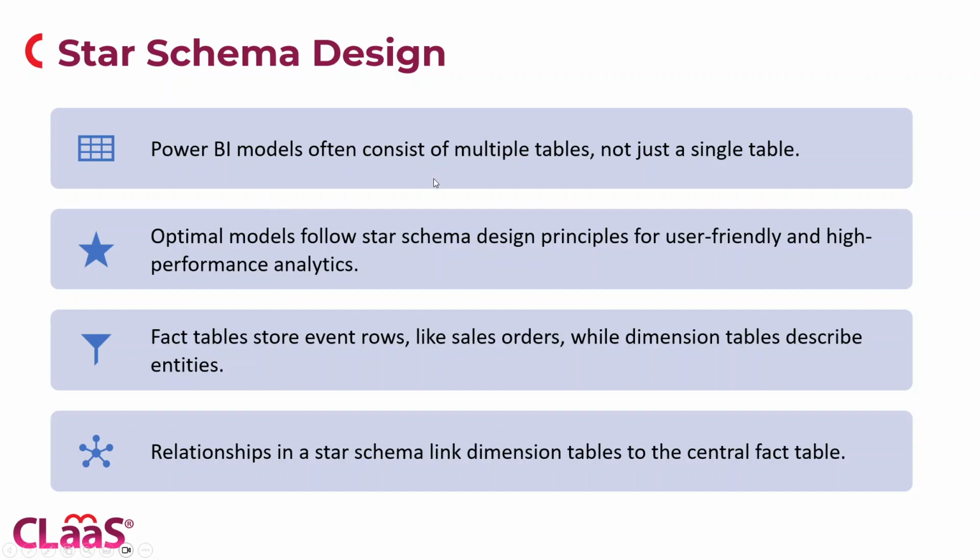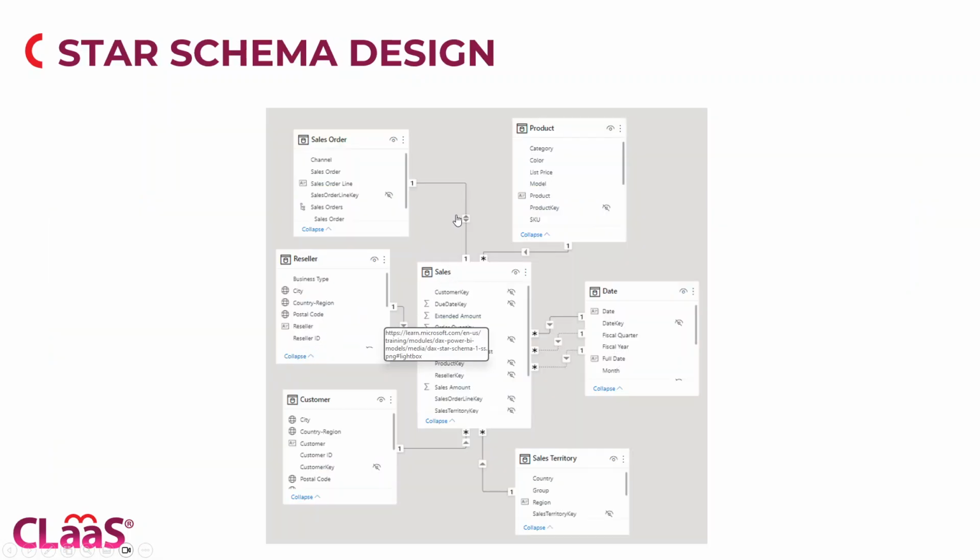Power BI models often consist of multiple tables, not just a single table. An optimal model follows star schema design principles for user-friendly and high-performance analytics. With this relationship, when we navigate in the Power BI report, changing from one row to another row, it will automatically be refreshed based on this relationship.